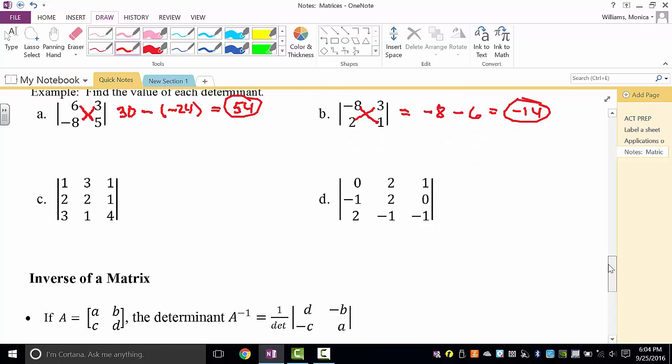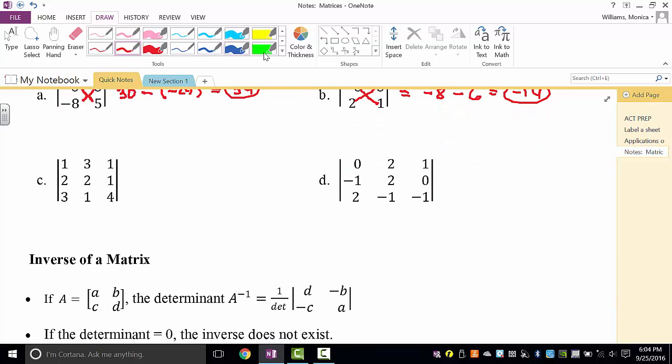For 3 by 3, the first thing you want to do is copy the matrix over neatly.